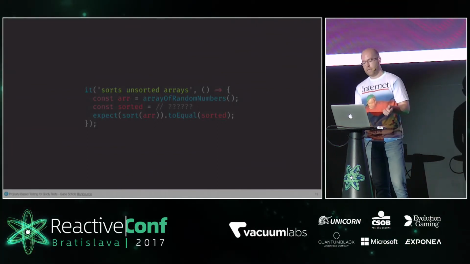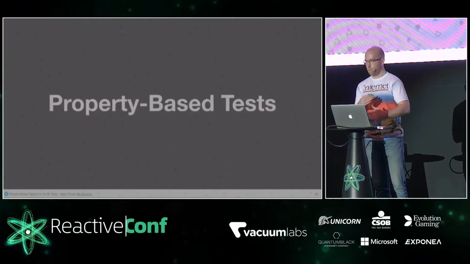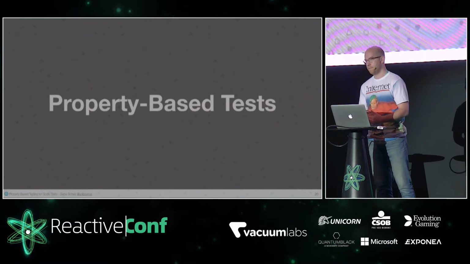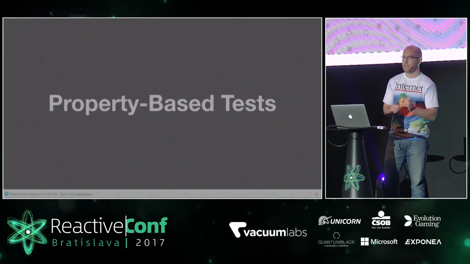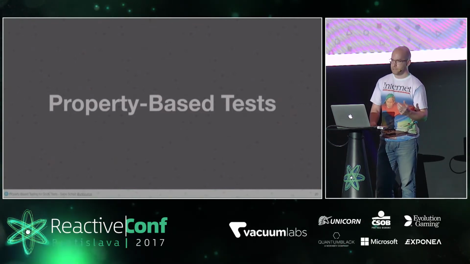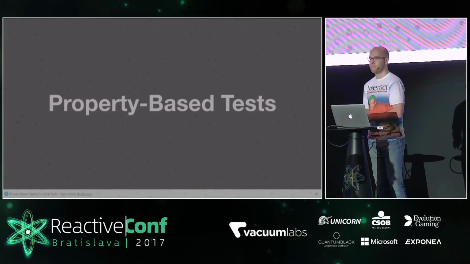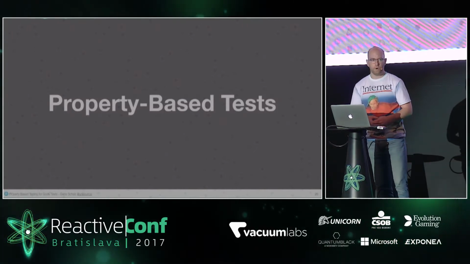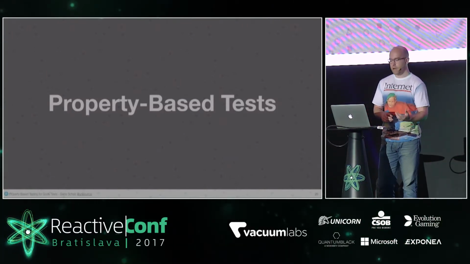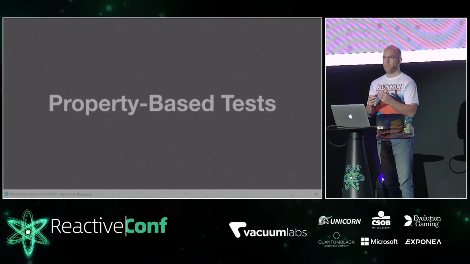So I don't know the data ahead of time. And so this is sort of where we get into property-based testing. A property is some logical truth about a system under test that is going to hold for all inputs of a given type.